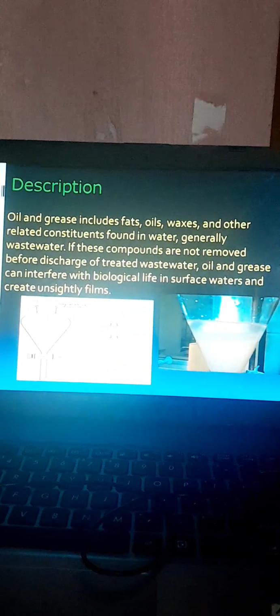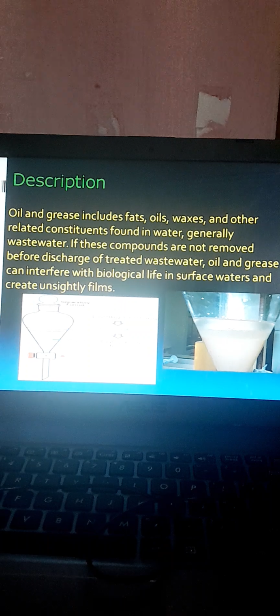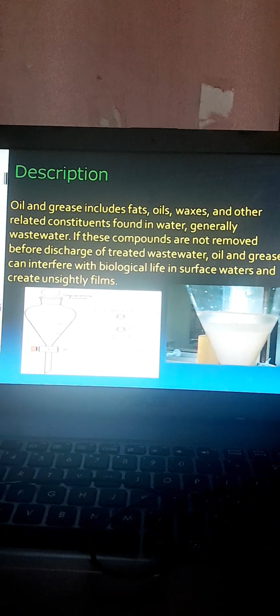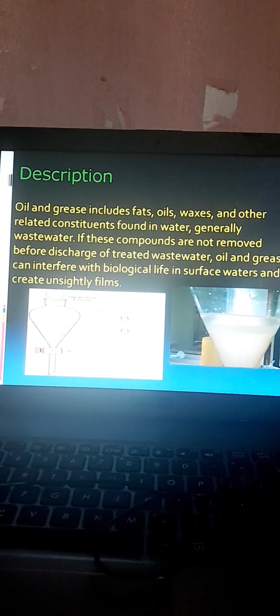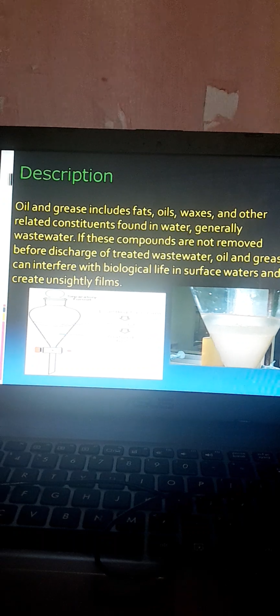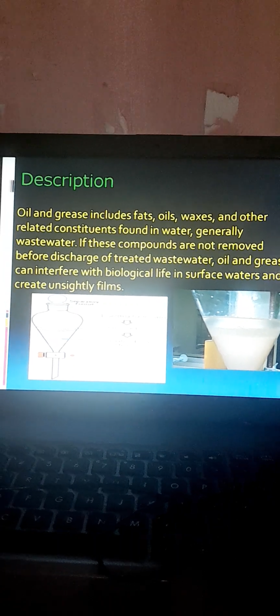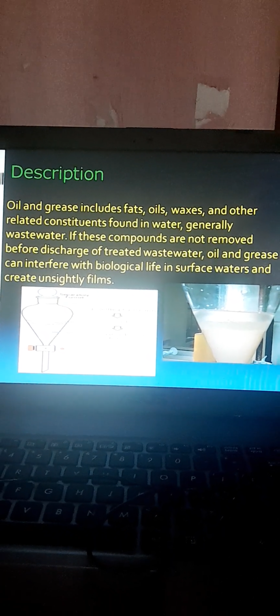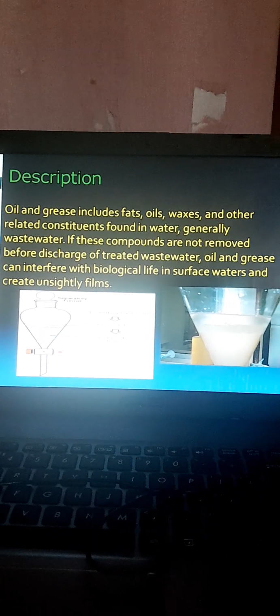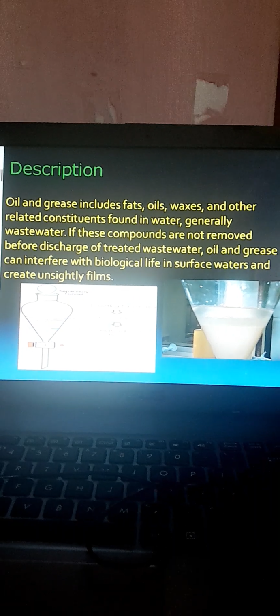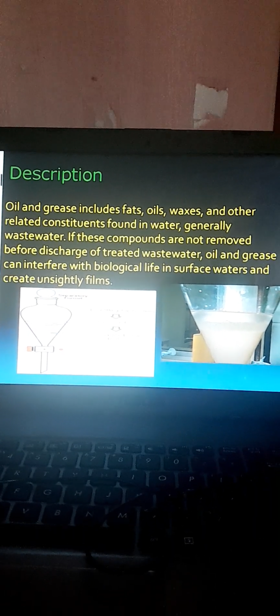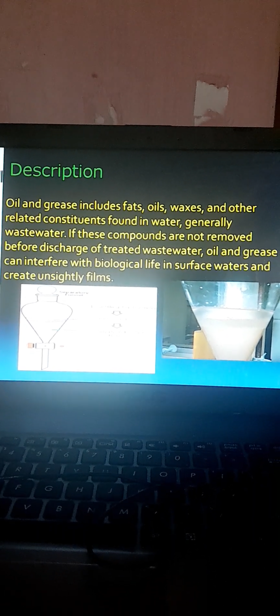So first, coming to its description. What is oil and grease? Oil and grease includes fats, oil, waxes and other related constituents which are found in water, generally in wastewater. If these compounds are not removed before discharge of treated wastewater, oil and grease can interfere with biological life in surface water and create an unsightly feeling.